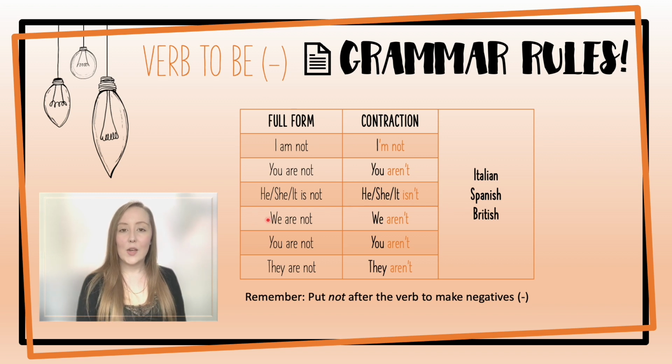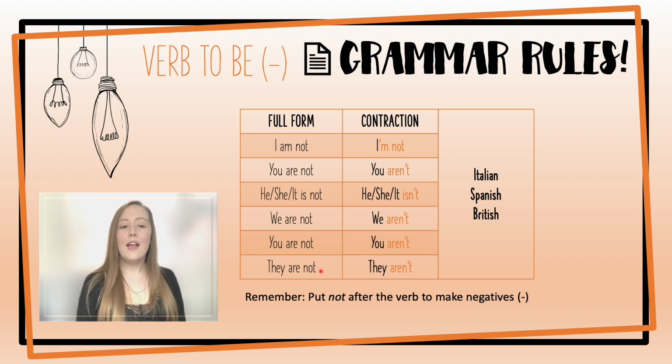We can say or write we are not, or we can say we aren't. We aren't Italian. We aren't Spanish. We aren't British. You are not. We can say you aren't. You aren't Italian. You aren't Spanish. You aren't British.